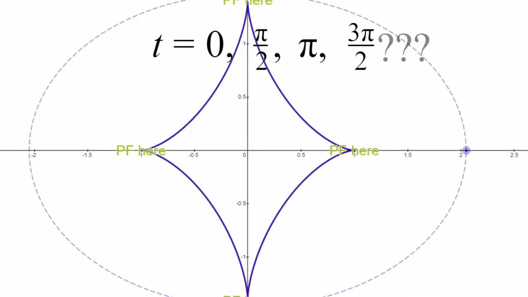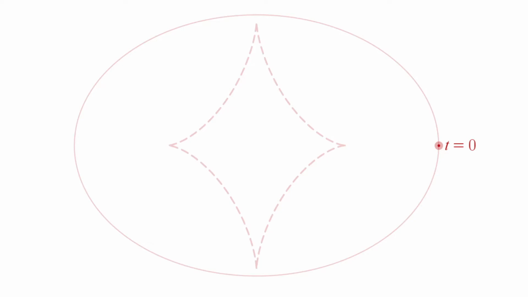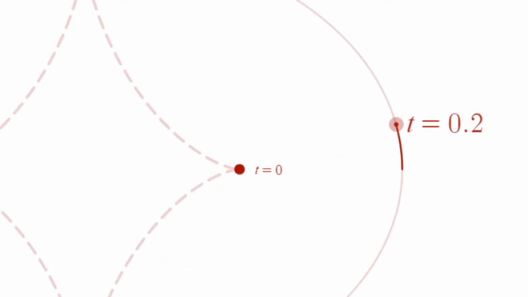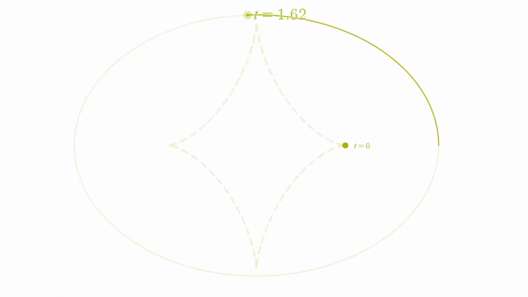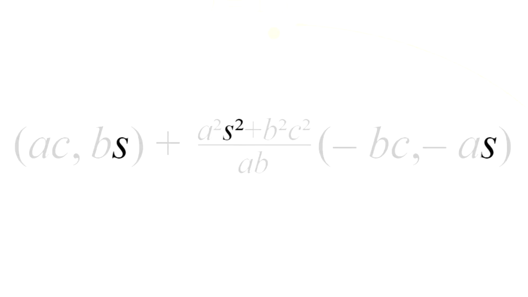But how do we know which PF corresponds to which value? Simple. It's just like how we process the unit circle. This PF on the left here is where the circle starts, so this is where t equals 0. And then this PF up high is where the circle angle is pi over 2, so t equals pi over 2. Thus, let's begin plugging in the c's and s's.